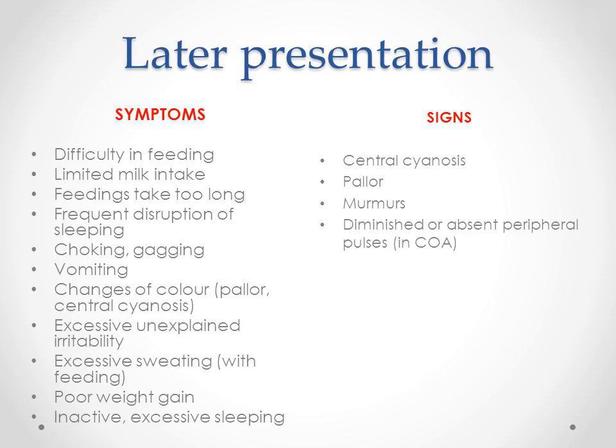Later presentation symptoms: difficulty in feeding, limited milk intake. Feedings take too long. Frequent disruption of sleeping. Choking, gagging. Vomiting. Changes of color, pallor, central cyanosis. Excessive unexplained irritability. Excessive sweating with feeding. Poor weight gain. Inactive, excessive sleeping. Signs: central cyanosis, pallor, murmurs. Diminished or absent peripheral pulses in COA.